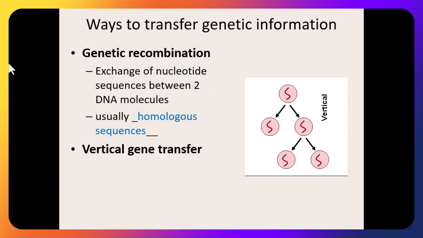Now, my last little part of the PowerPoint is how can DNA get from one cell to another? So we've made DNA, we've translated it, we've transcribed it, flip those around. Mutations can happen, but how can we get DNA from one cell to another cell? Genetic recombination is when we're just exchanging information inside of one cell, which happens more in eukaryotic organisms.